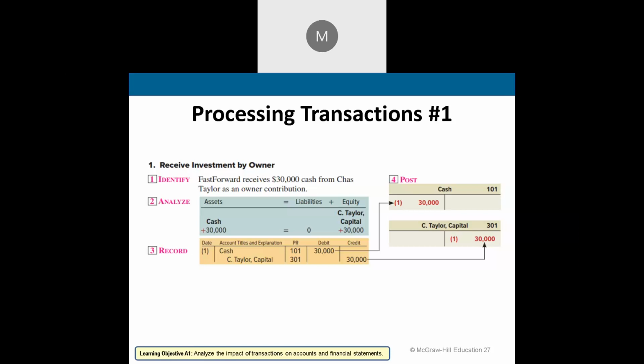The third step is to record the transaction. We debit cash to increase the cash. We credit capital to increase the capital. And the fourth step, we see how it posts to the general ledger or to the T accounts.